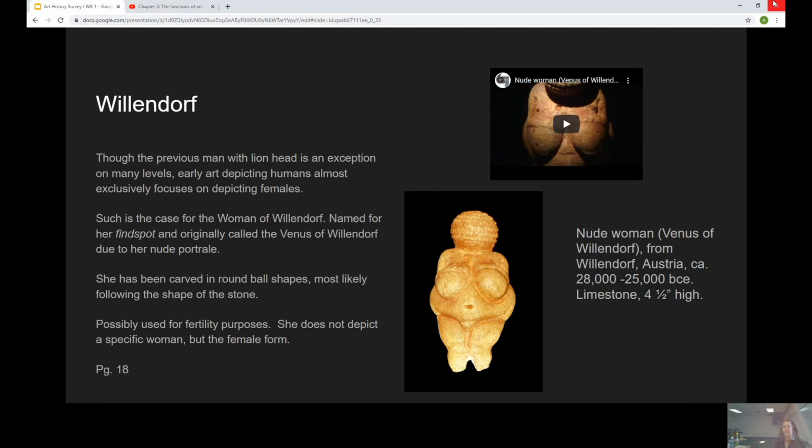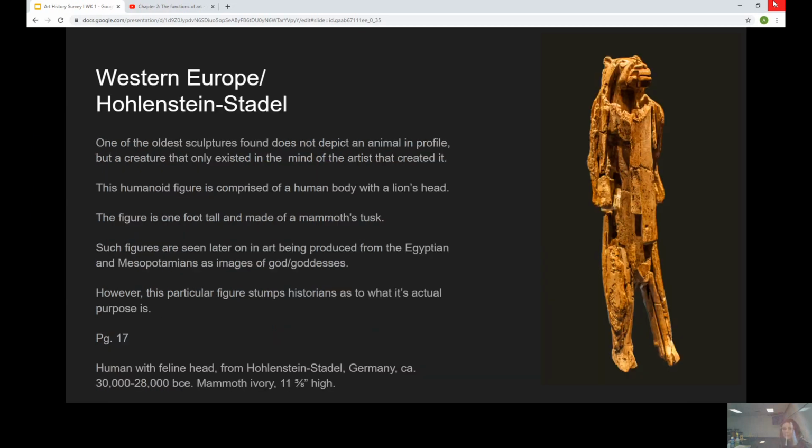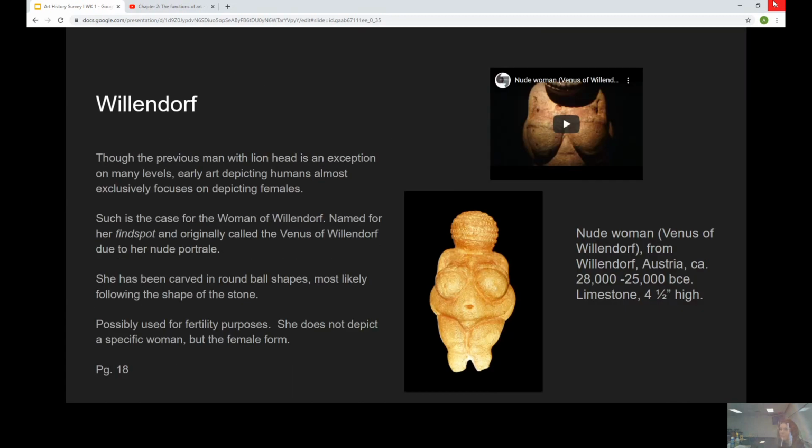This, compared to our man with the lion head, is quite exceptional. So just to remind you, this one was done the same exact time period as this one. Possibly. I mean, it's all approximate. What do you guys think about this one in comparison to the last figure? Better, worse, opinion? I think it's a lot more, this is actual art. I mean, the other one, it could happen.